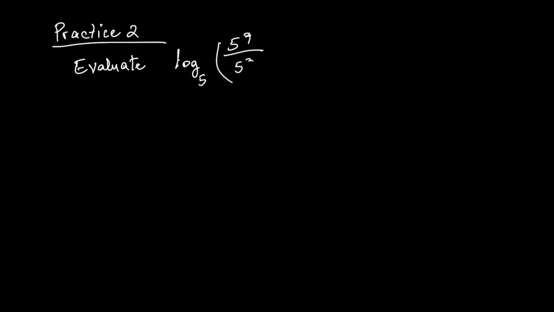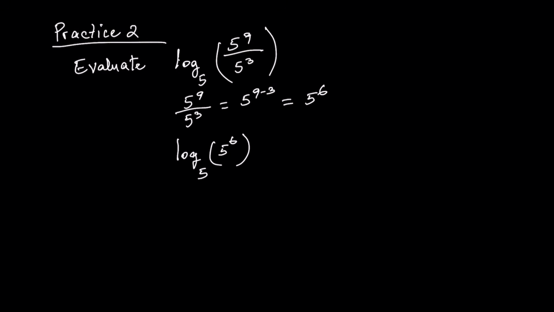Practice 2. Evaluate. Log base 5 of 5 to the 9th divided by 5 to the 3rd. First, simplify inside the logarithm. When dividing powers with the same base, subtract the exponents. 5 to the 9th divided by 5 to the 3rd equals 5 to the 9 minus 3, which is 5 to the 6th. Now rewrite the expression. Log base 5 of 5 to the 6th. Since the base matches, the logarithm and the exponential cancel each other out. So the final answer is 6.